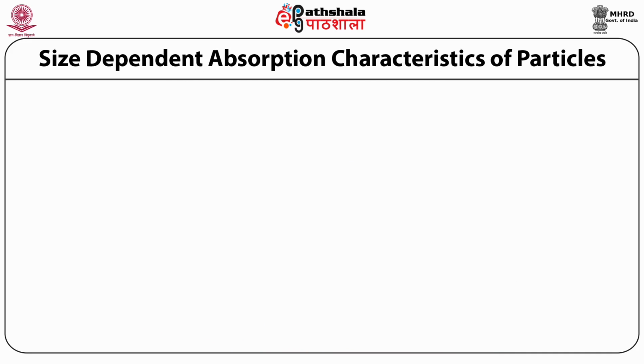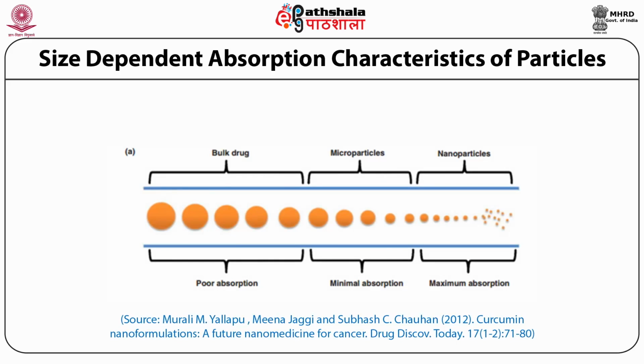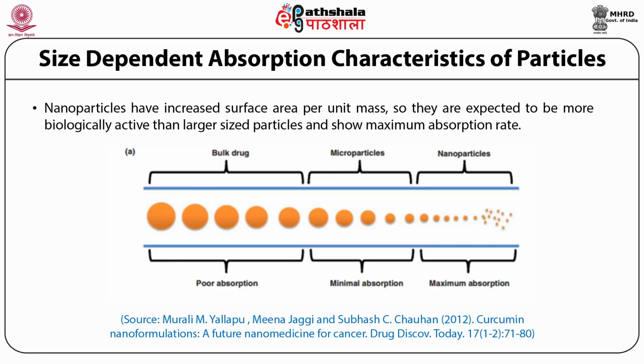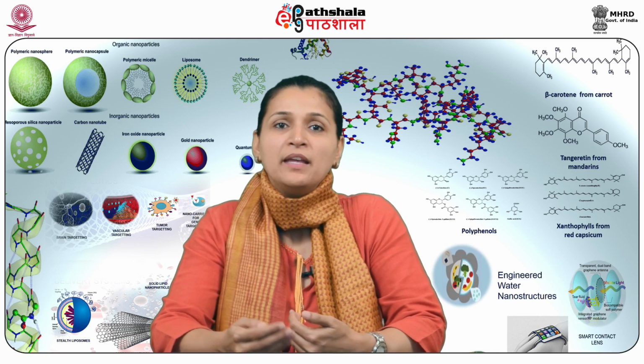How does that happen? When we say nanoformulations, we are talking about reducing the size within a certain range. The FDA has classified that range from 1 to 1000 nanometers for food particles. The image shown here shows the size-dependent absorption characteristics of particles. The larger the size, the poorer the absorption. As we reduce the size to nano dimensions, there is maximum absorption. This is because of enhanced surface area per unit mass of the nanoparticles. So they are expected to be more biologically active than larger size particles and show maximum absorption rate.